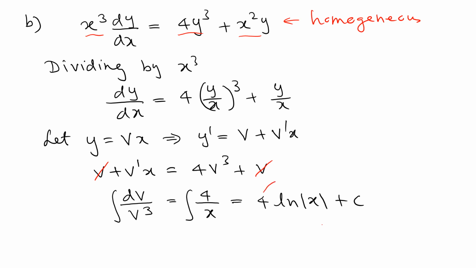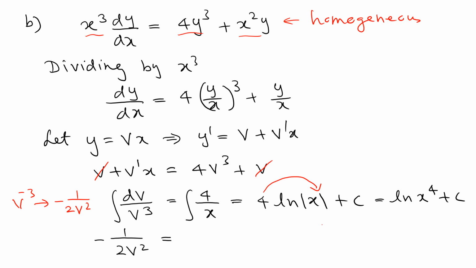If you bring the 4 inside, you can write this as ln x to the 4th power plus c. You do not need the absolute value anymore because it's always positive or 0. And on the left side, we know that 1 over v to the 4 you can write as v to the negative 3, and when you integrate, you're going to get negative 1 over 2v squared. Okay, so we can substitute that. We can write the answer now as negative 1 over 2v squared equals, on the other side, ln x to the 4 plus c.